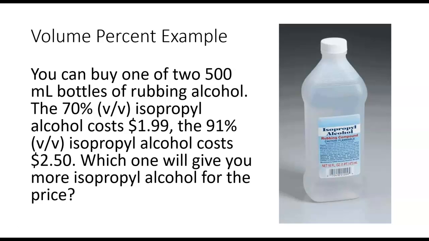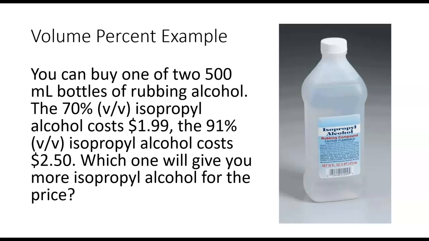Here's an example. You have an option of buying two different 500 milliliter bottles of rubbing alcohol, or isopropyl alcohol. The first one is 70% volume percent isopropyl alcohol, and it costs $1.99. The 91% by volume isopropyl alcohol costs $2.50. And you want to know which one will give you more isopropyl alcohol for the price.